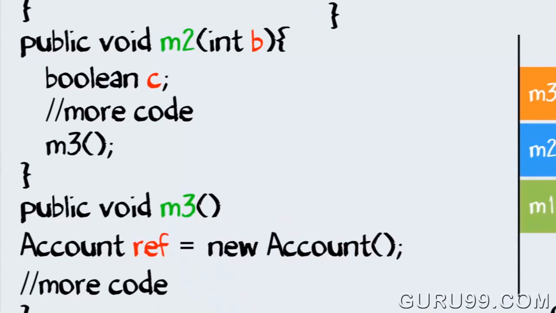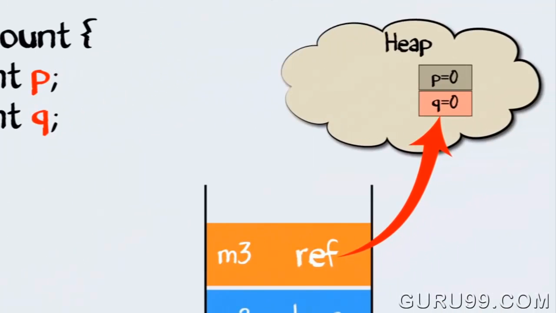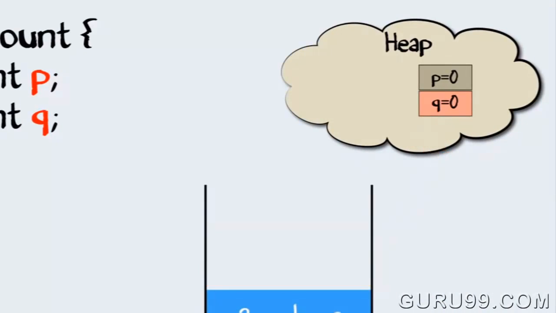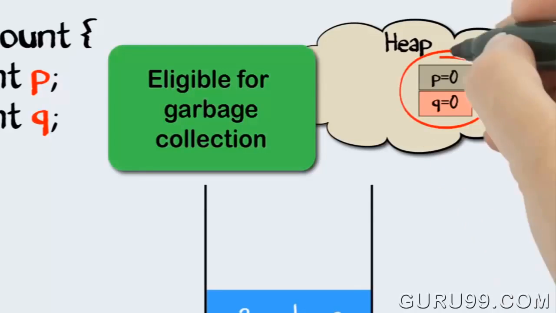Once the method has completed its execution, the flow of control will go back to the calling method, which in this case is M2. The stack frame from method M3 will be flushed out. Since the reference variable will no longer be pointing to the object in the heap, it will be eligible for garbage collection.